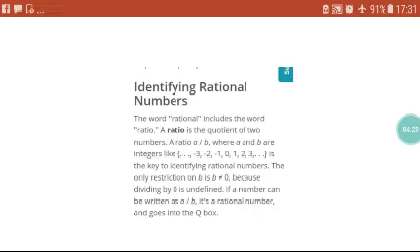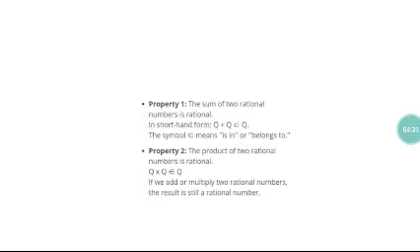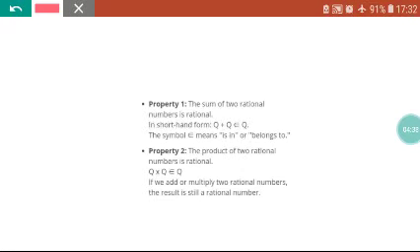Now some properties of rational numbers you can also remember. Property number 1 is that the sum of two rational numbers is a rational number. I have shown you also in the previous slides. If I add something, the result is a rational number only. If I multiply, the same result. This we have done in the closure property. So these are the properties of rational numbers.